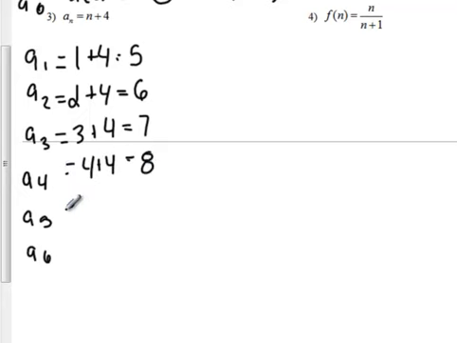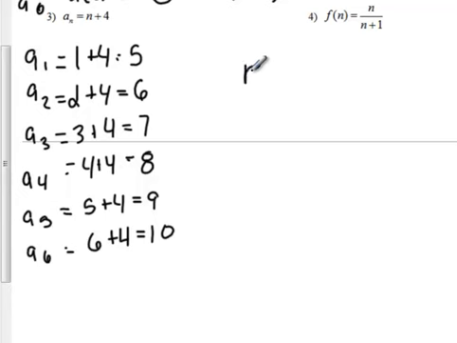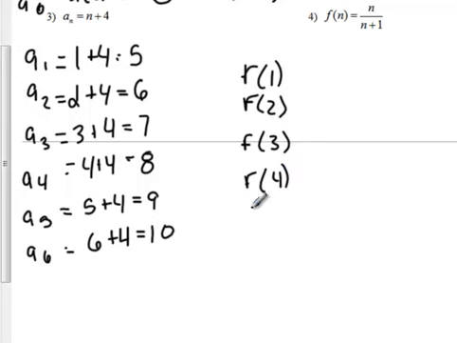Are you guys getting the hang of it? 5 plus 4 gives us 9. And 6 plus 4 gives us 10. So hopefully you guys got 5, 6, 7, 8, 9, and 10 as your answers. Last one with the 6 ones. So let's start with f of 1, f of 2, f of 3, f of 4, f of 5, and f of 6. So you guys should be copying these down with me and checking your answers.